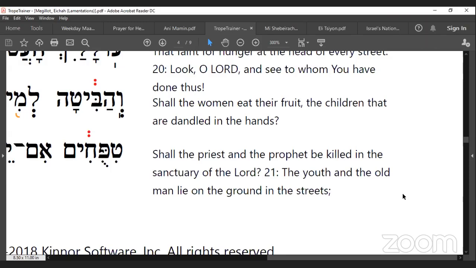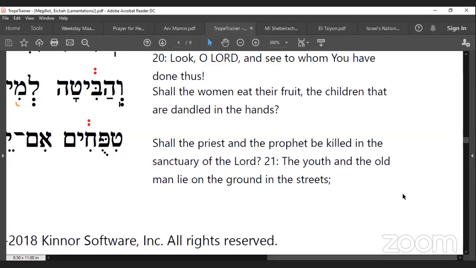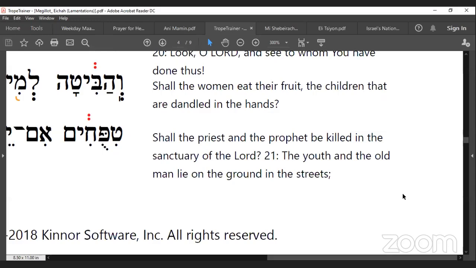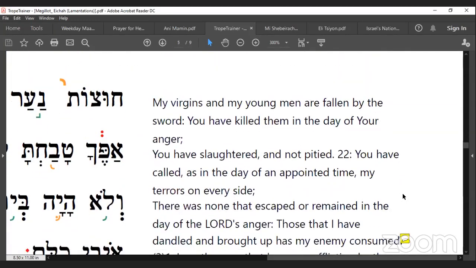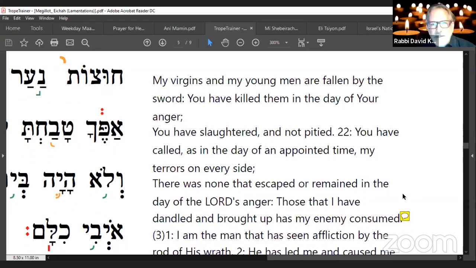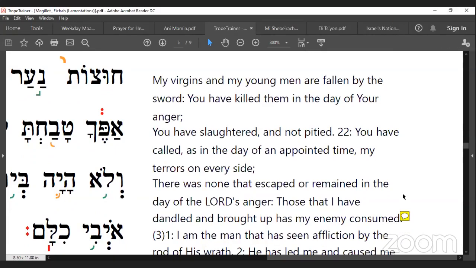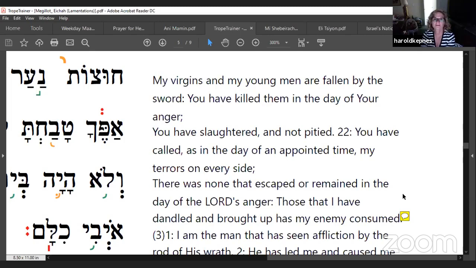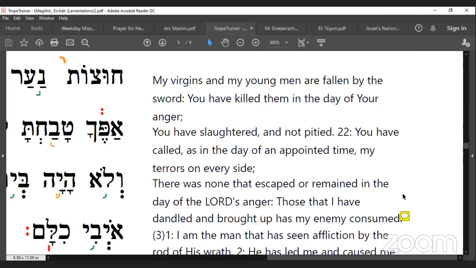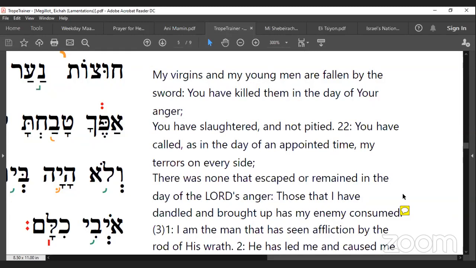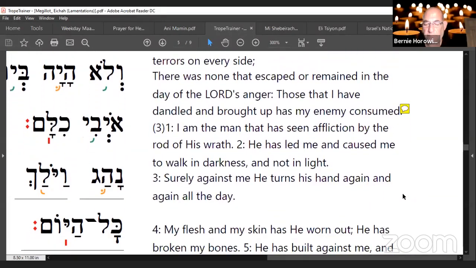Shall the priest and the prophet be killed in the sanctuary of the Lord? The youth and the old man lie on the ground in the streets. My virgins and my young men are fallen by the sword. You have killed them in the day of your anger. You have slaughtered and not pitied. You have called as in the day of an appointed time, my terror on every side.